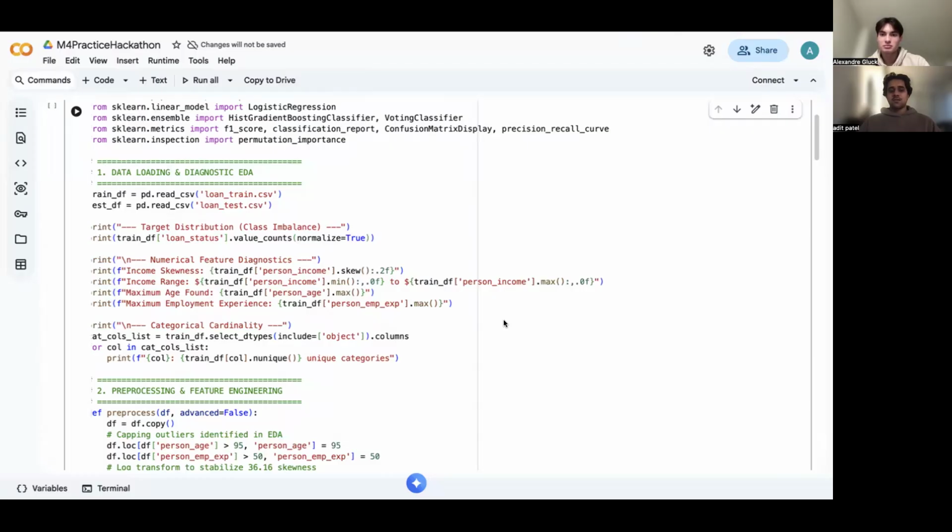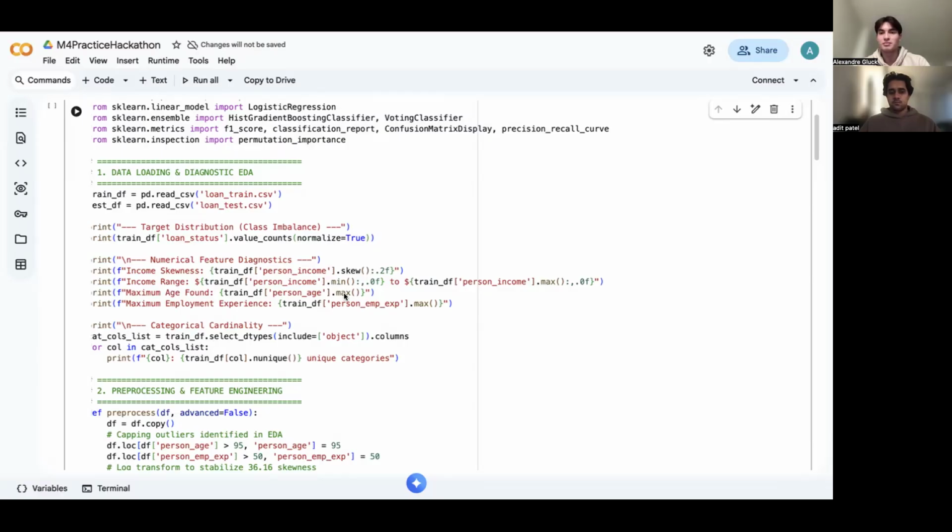Since our goal was to maximize the F1 score, we knew accuracy alone would be a misleading metric. Exactly. And as we can see here, we look at the numeric diagnosis on the screen. They can give us more to think about, really. When we looked at the income column, the skewness was extremely high at around 36.16. We had applicants making $8,000 a year and others making over 7 million. And that kind of range can really confuse the standard model.